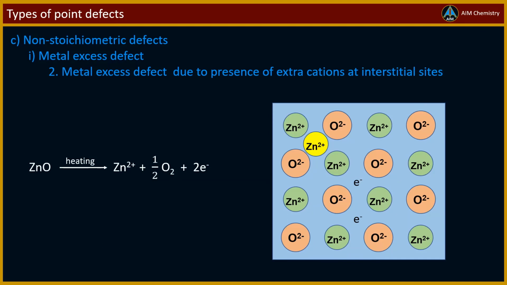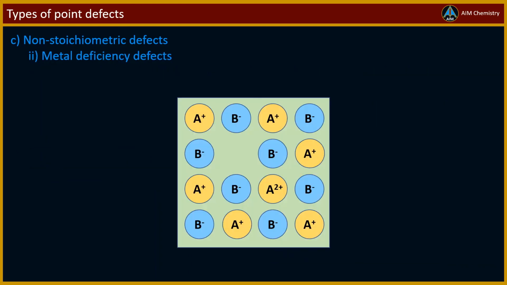Now we will see metal excess defect due to presence of extra cations at interstitial sites. To understand this, see this reaction. Zinc oxide on heating loses oxygen, and the excess Zn2+ ions move to interstitial sites, and the electrons also occupy interstitial sites. Second type of non-stoichiometric defects is metal deficiency defect. This type of defect occurs due to missing of cation from one location and presence of cation with higher charge at another location. With this, we came to the end of the session.